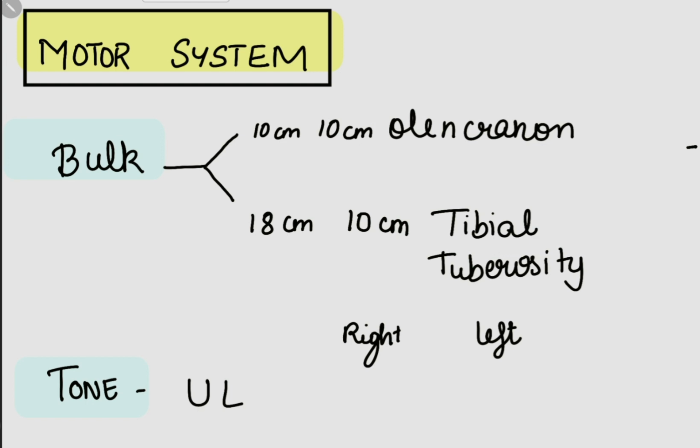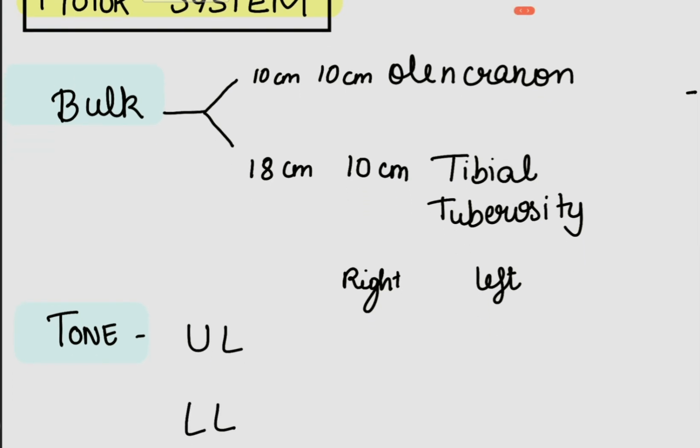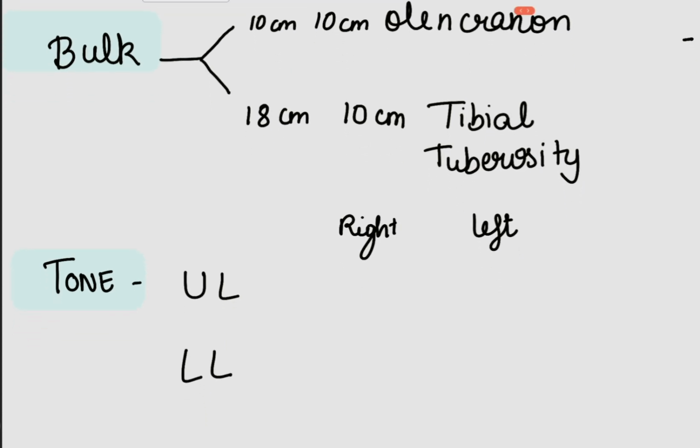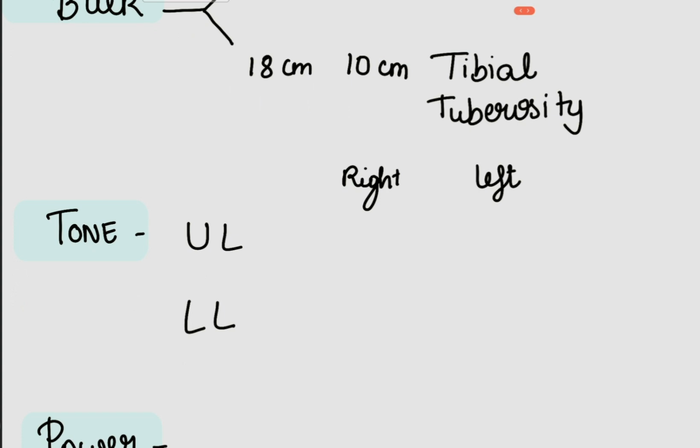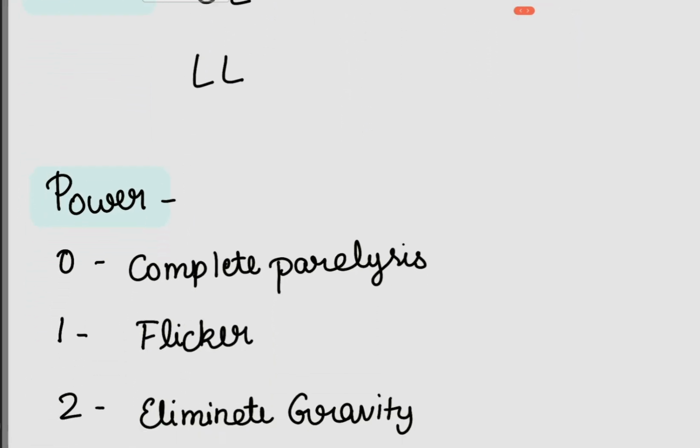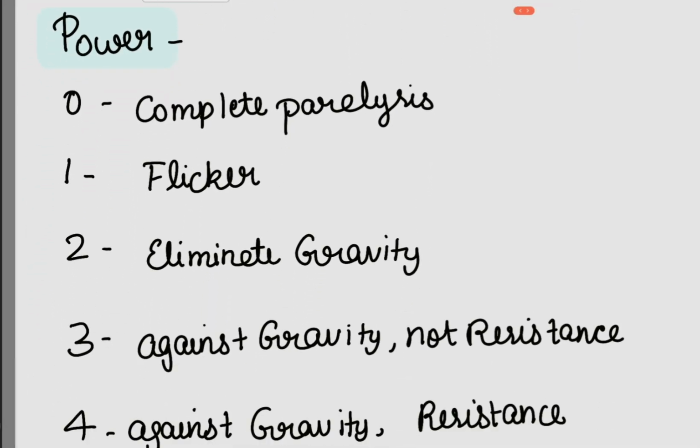Motor system, bulk: 10 centimeter above, 10 centimeter below the olecranon process; 10 centimeter above, 10 centimeter below the tibial tuberosity. After you look for bulk, make sure you look on both sides, then compare it. Then we have the tone. Tone is a partial state of contraction of muscles, which you have to look for, either cogwheel rigidity or any other rigidities. Then we have upper limb and lower limb. Do the tone, then power.